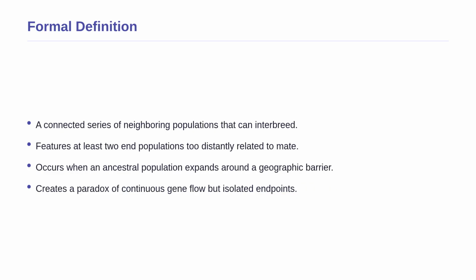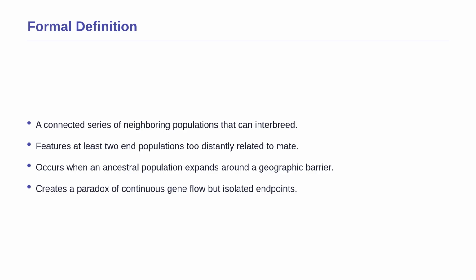Building on that color strip analogy, let us look at the formal biological definition. In evolutionary biology, a ring species is defined as a connected series of neighboring populations that can interbreed with their relatively closely related neighbors. However, there exist at least two end populations in the series that are too distantly related to interbreed. This phenomenon typically occurs when a single ancestral population expands its range around a large, uninhabitable geographic barrier, such as a mountain, a large lake, or a desert.